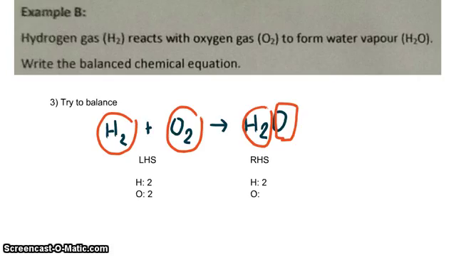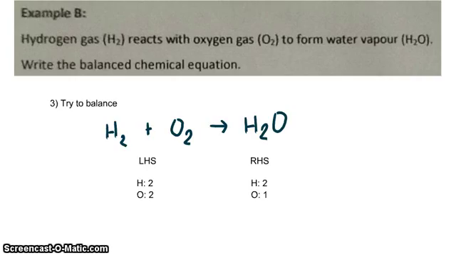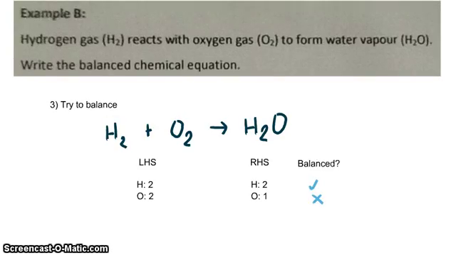The next question we'll ask ourselves is, is it balanced? So hydrogen 2, 2, yes, it's balanced. But oxygen has 2 on the left and 1 on the right. So oxygen is not balanced. We need more oxygen on the right to balance it. So we look at the right hand side, and instead of leaving it empty, we write a number 2 in front because we need more oxygen on the right. So we increase the number to 2 first.